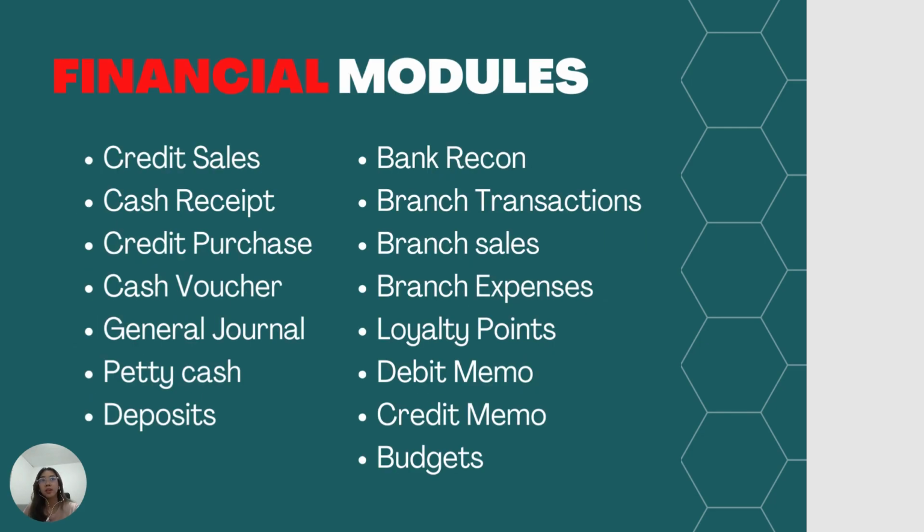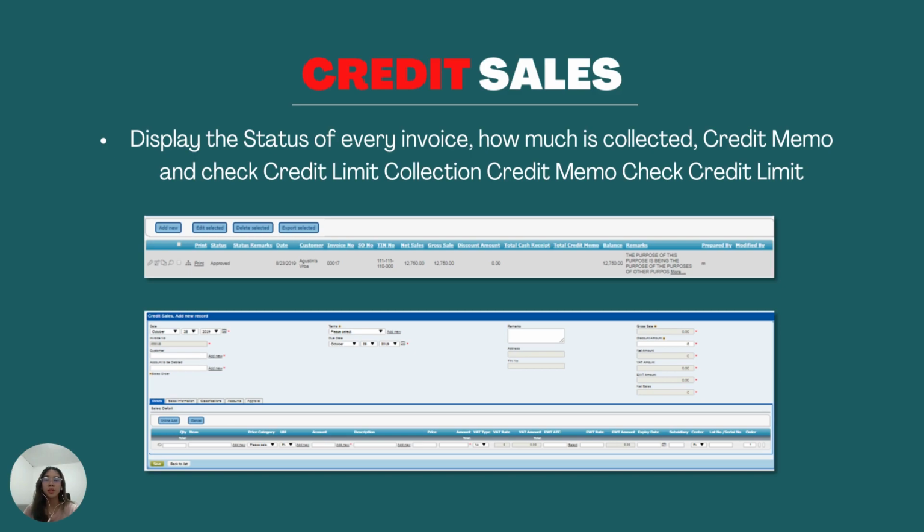Now, on the next slide, we have the financial records modules under the 8-box ERP system. We have the credit sales, cash receipts, credit purchase, cash voucher, general journal, petty cash, deposits, bank recon, branch transactions, sales and expenses, loyalty points, debit and credit memo, and budgets module.